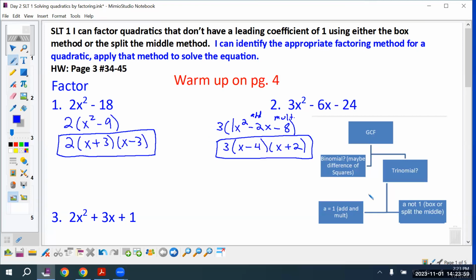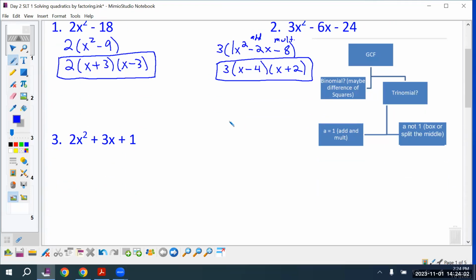Okay, when we get to number 3, this is our new type, which is why I only asked you to do 1 and 2. So again, yesterday we talked about greatest common factor. We talked about binomials that were maybe the difference of perfect squares. We looked at trinomials, but only trinomials where a was equal to 1 using the add and multiply method. Today we're going to look at where a is not 1, boxing and splitting the middle, and then we're going to apply all the methods to solve. So the first thing we're going to do is notice that we have a 2 here. That's not 1. And I can't divide everything here by 2 like I divided everything by 3 in number 2.